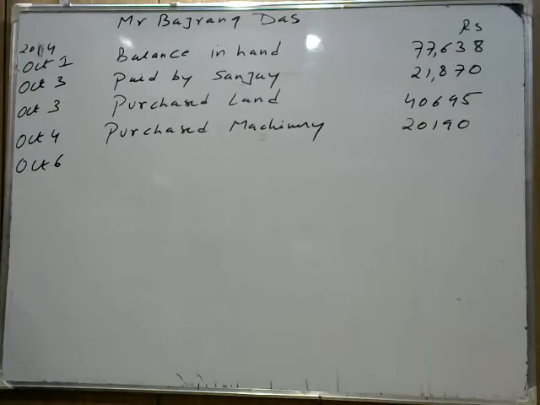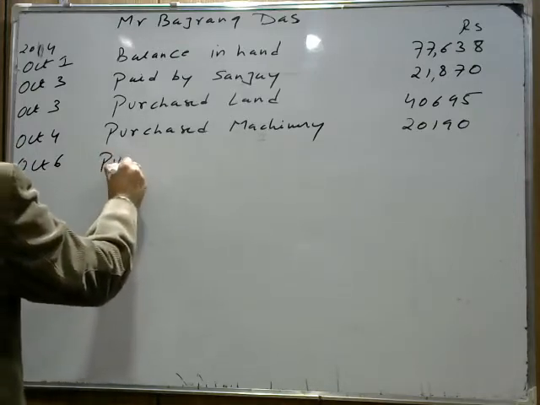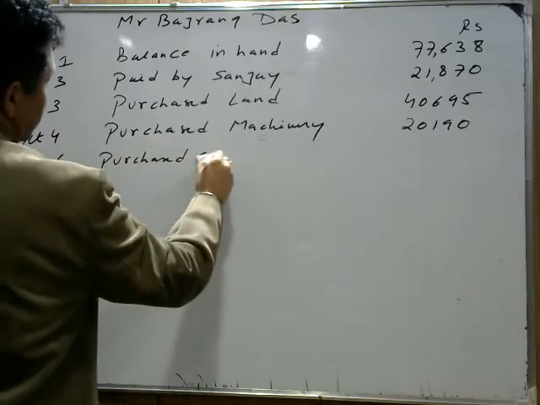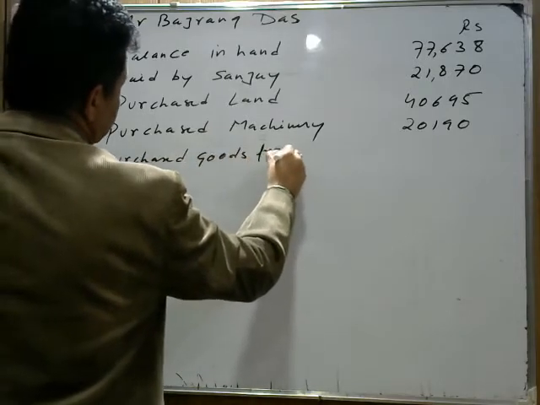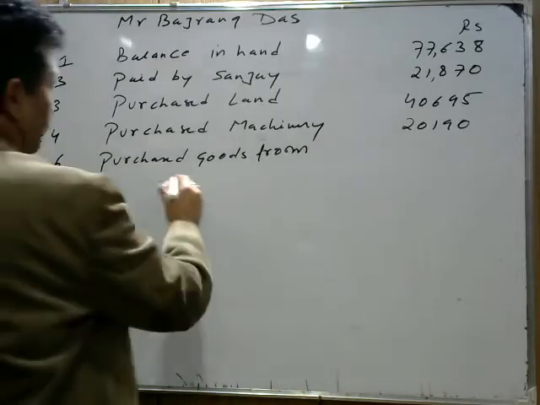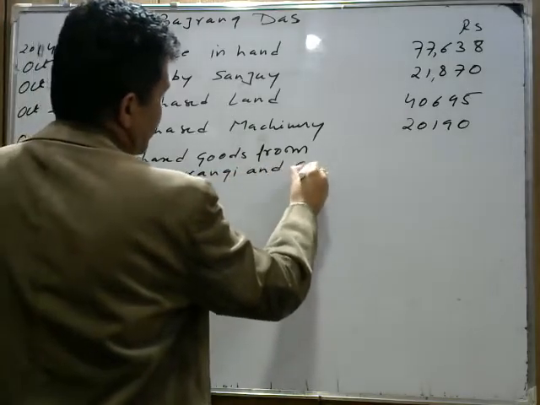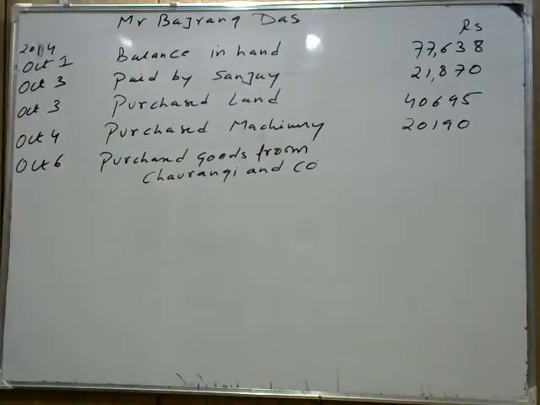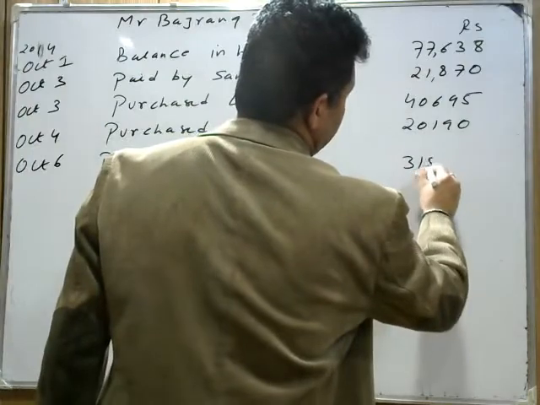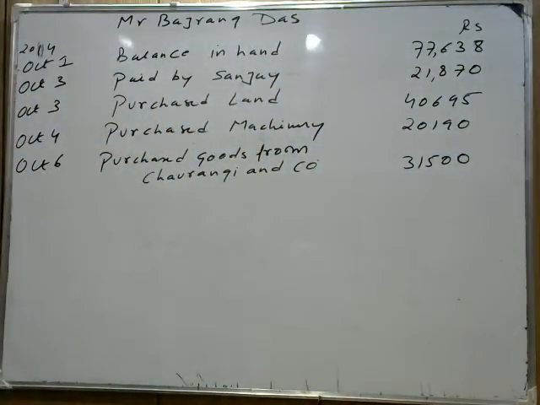Then on October 6th, one more transaction is given. Purchase goods from Chaurangi and Company. The name is given. Here it means you purchased goods on credit. When the name is given and nothing is mentioned about cash, it means you purchased on credit. It's 31,500. You bought goods from Chaurangi Company on credit. This will not enter in the cash book, but might have some relevance later on. So we need to note down this transaction: purchase goods from Chaurangi Company 31,500.